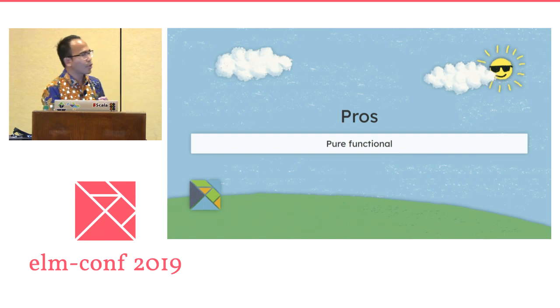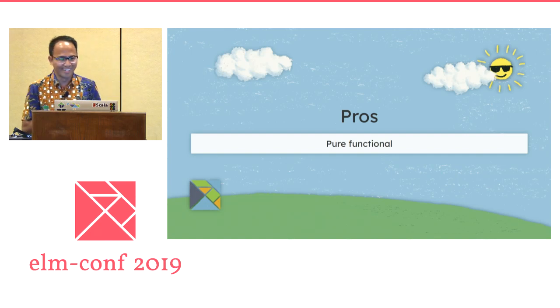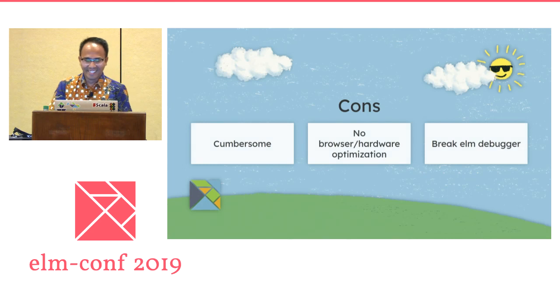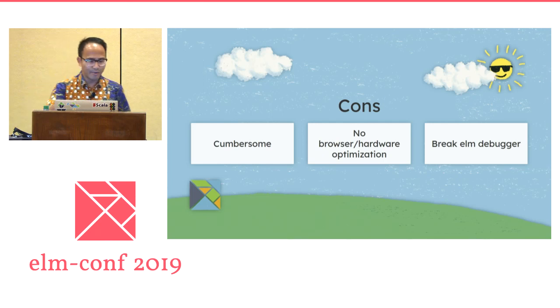The pros of this approach, honestly, I can't really think of a real pro, so I just put that this is pure functional. I guess everybody likes pure functional, right? So it must be good. I don't know. The cons, to me, in my personal opinion, it's pretty cumbersome. Again, it's not very intuitive. You look at the code, you don't really see what's going to happen.